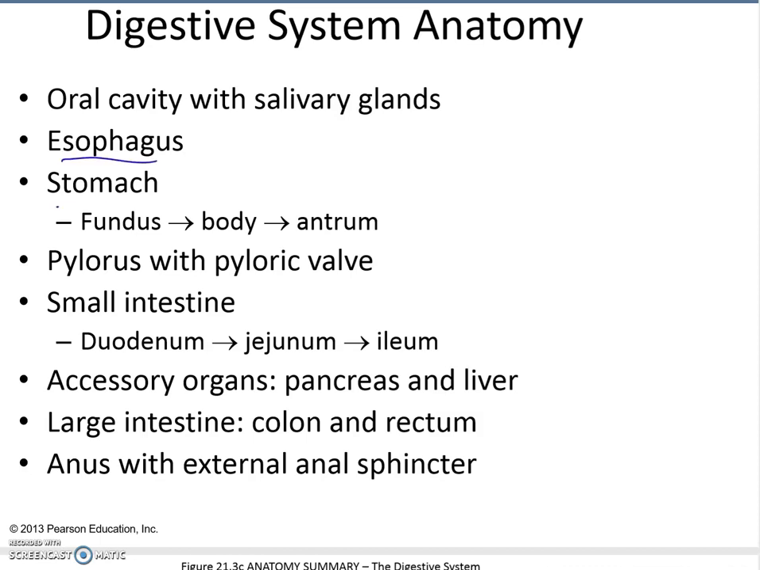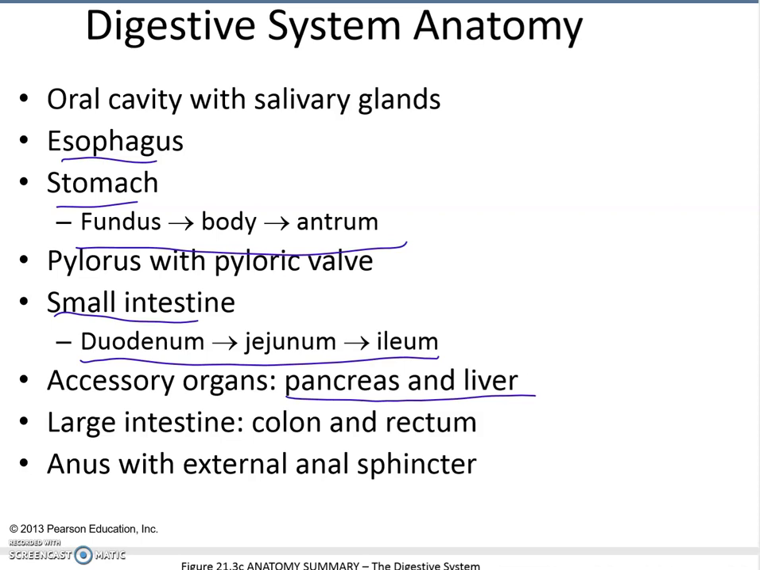Then we're moving to the esophagus, stomach, which has these 3 parts, which you might remember from anatomy. And then we have a pyloric sphincter. That's a valve that controls how much of the stuff from the stomach goes into the small intestine. Then once we're in the small intestine, we have these 3 parts to the small intestine, and accessory organs, pancreas and liver, main ones. The large intestine is mostly water reabsorption and compacting all the stuff that you don't want to keep. So that would be colon and rectum, and then we have the anus with the external anal sphincter that gives you some control over everything, again because the external anal sphincter is skeletal muscle.